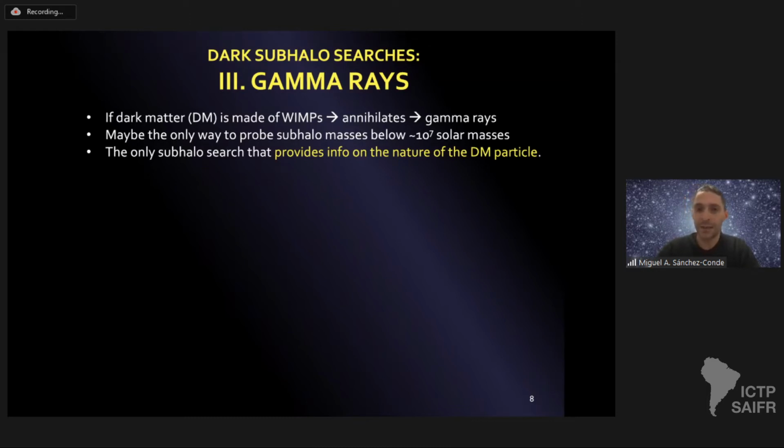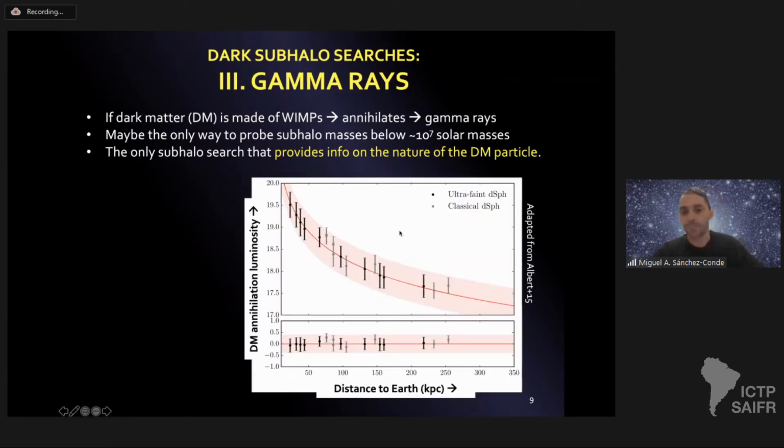So the idea that we have in mind is the following. In this plot I show you the annihilation luminosity versus the distance to the Earth for a sample of dwarf galaxies, both the so-called ultra-faint galaxies and classical dwarfs. Here I'm showing the J factor, as it is called in the community, which is a measure of the annihilation luminosity of these objects.